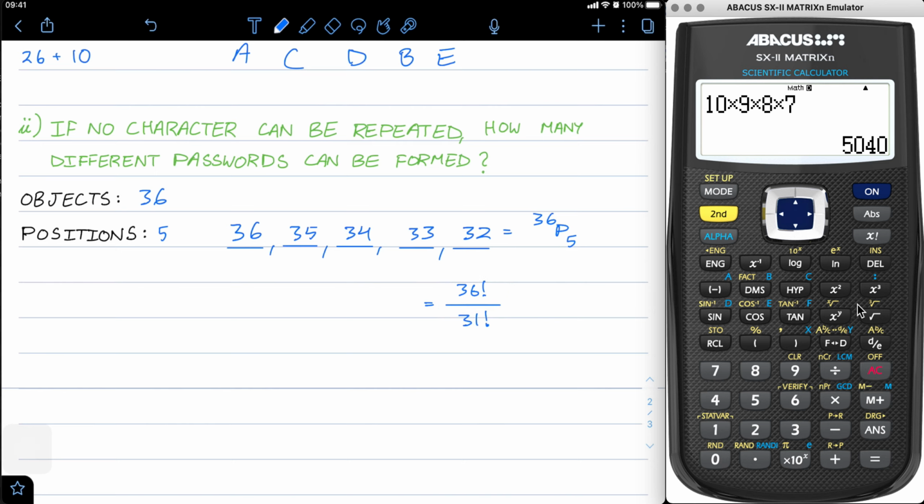So we can leave it like this or like this. Entirely up to you. You could type it into your calculator, 36P5. You can get the actual number, but as you can see, it's a very large number. So I actually prefer to leave it like this or like this.